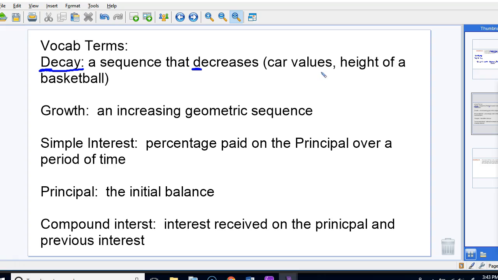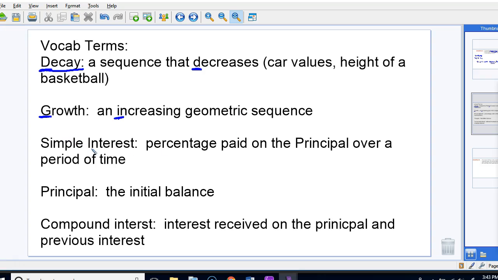Car values, height of a basketball. If you have a loan, when you're paying off the loan, the amount of money you owe decreases. When we're talking about growth, that's when it's increasing. So your investments, if you put money into your bank, you will get growth.